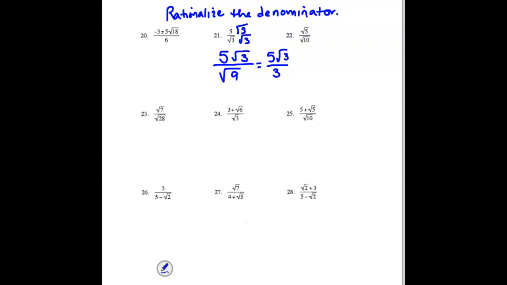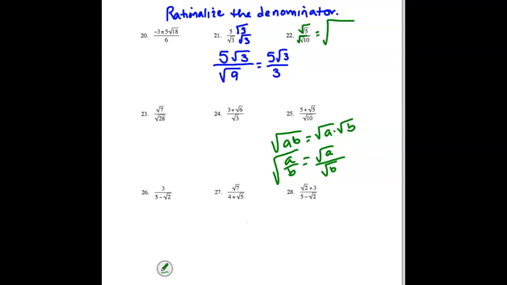For question 22, notice that both the numerator and denominator are in square roots. Just like with multiplying, we said that the square root of a times b can be broken up into the square root of a times the square root of b. Well, the same thing works with fractions. We can take the square root of a divided by the square root of b and think of it being the square root of the fraction a divided by b. So since both of these are inside a square root symbol, I want you to think of it just being one big square root over all of it.